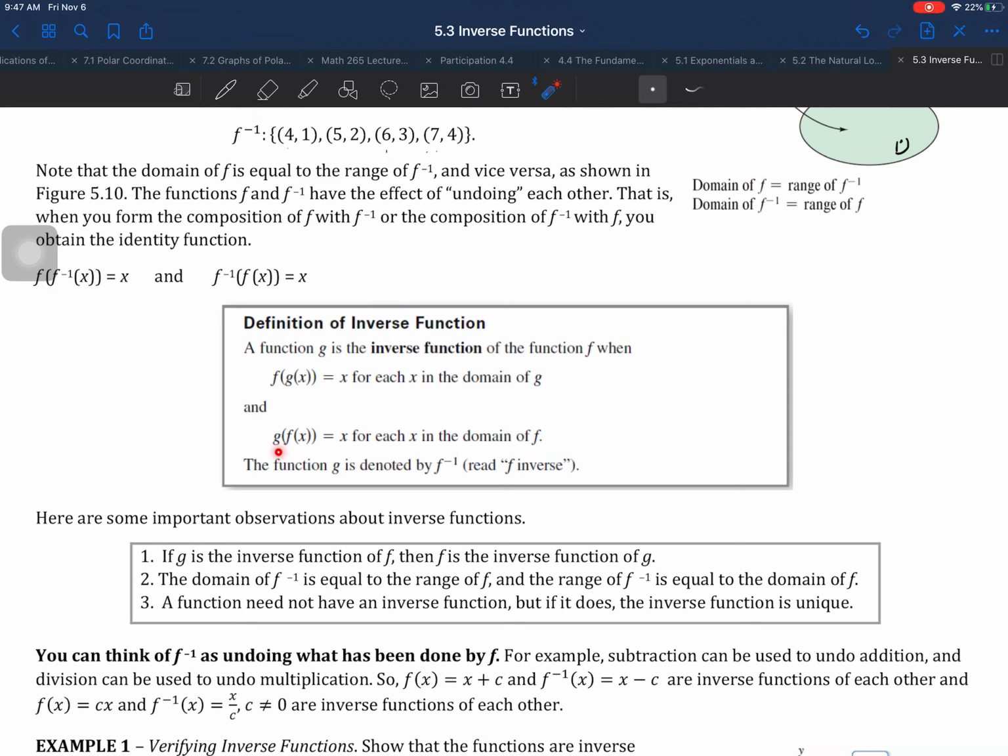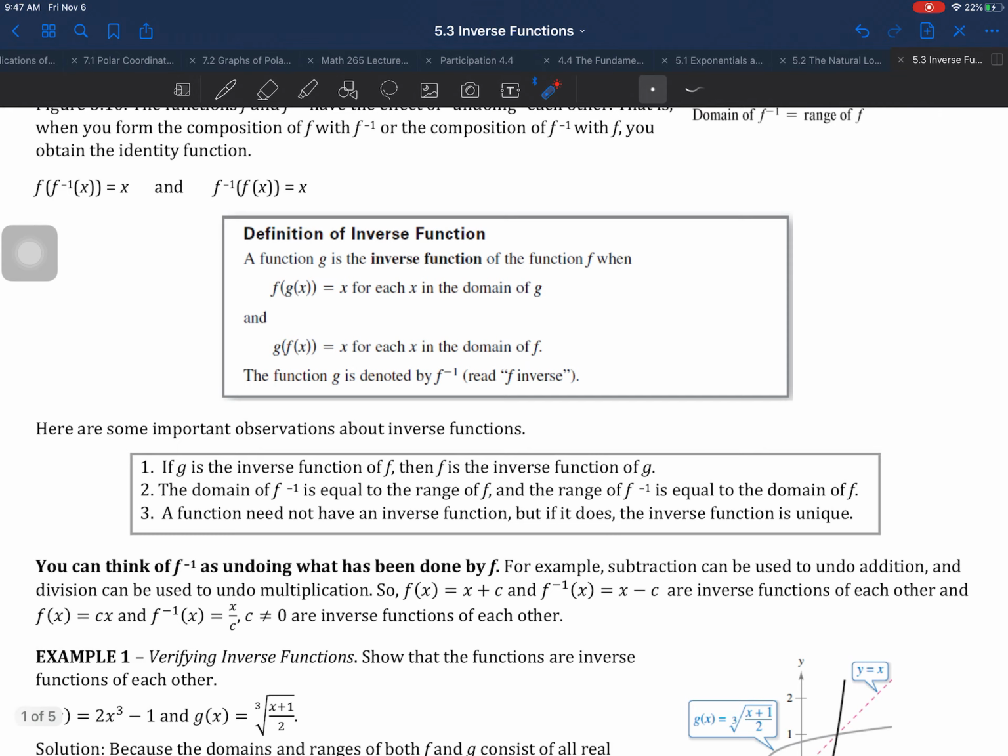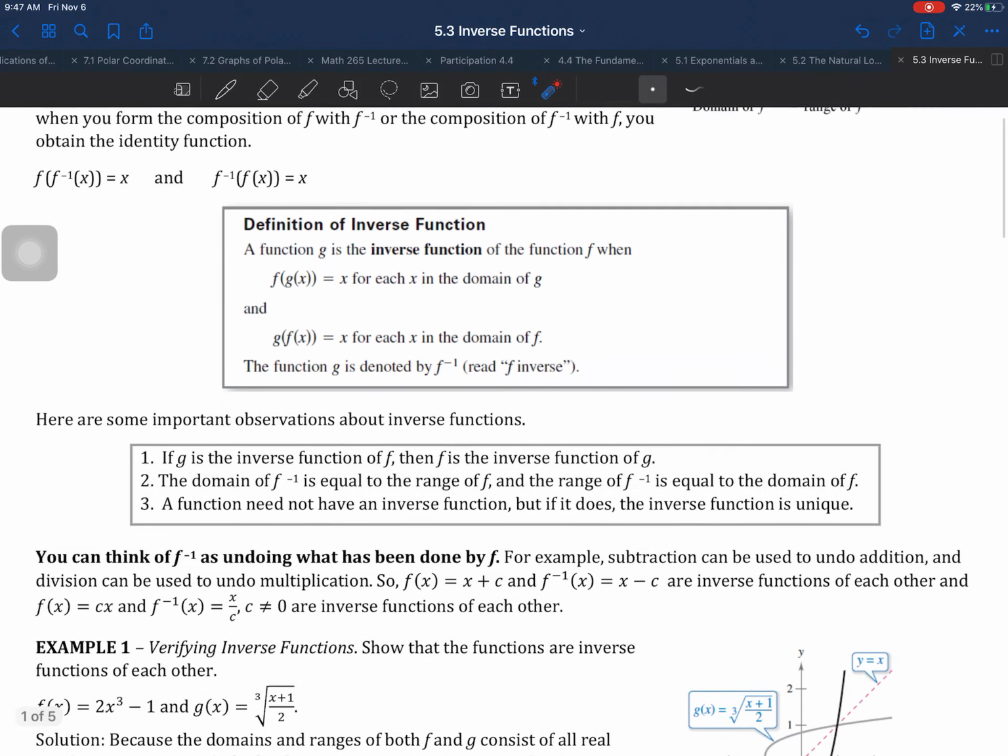In order for this to be an inverse, g of f of x will give you x. And in this case, x is in the domain of f. If you notice, x is in the domain of f. So the function g is denoted to be f inverse. And that's how we're going to read it.